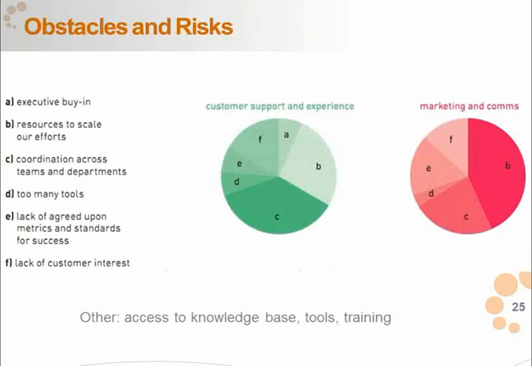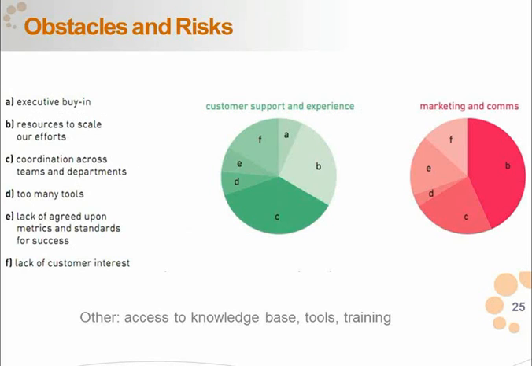So I'm going to jump now to the obstacles and risks. For that 33% of you that said that you haven't really engaged, here's some stats about what the obstacles are in the marketplace. And I'm going to address how to tackle these obstacles. But interesting enough, from the customer support side and from the marketing side, their obstacles and risks differ slightly. But it's very interesting that you'll see number C, for example, is very large. It's coordination across teams and departments.